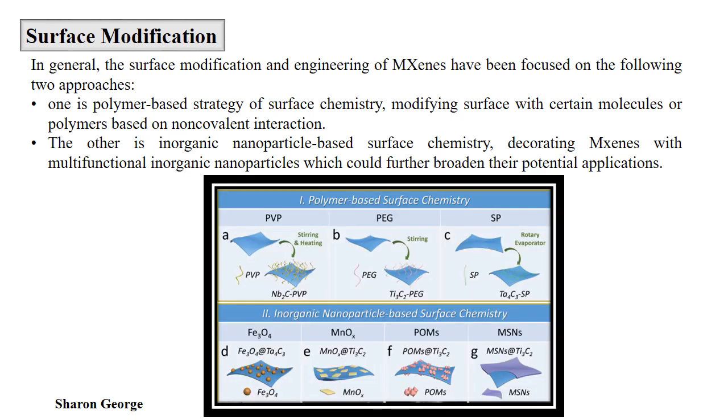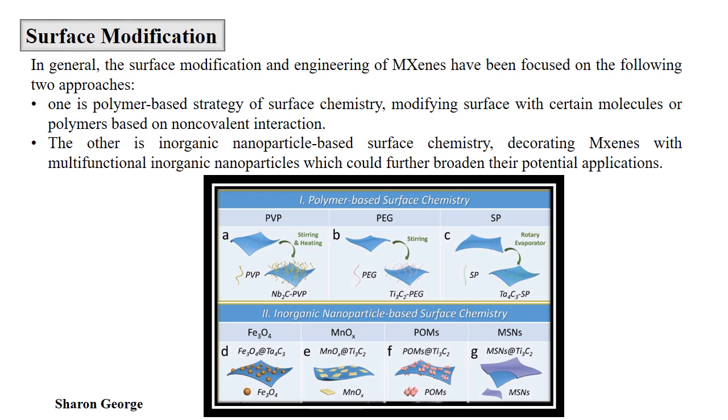So in this picture, we can see this MXene surface is modified with polymers like PVP, PEG, like other biocompatible polymers. The binding is non-covalent. So we can simply stir or heat with this polymer. We can easily functionalize the surfaces of MXenes. Okay.